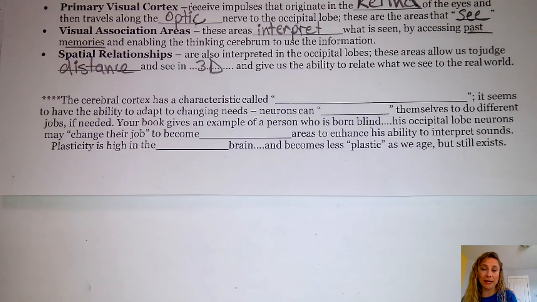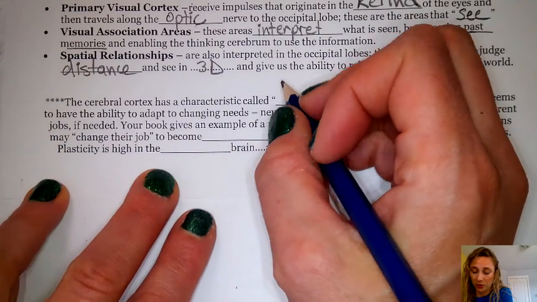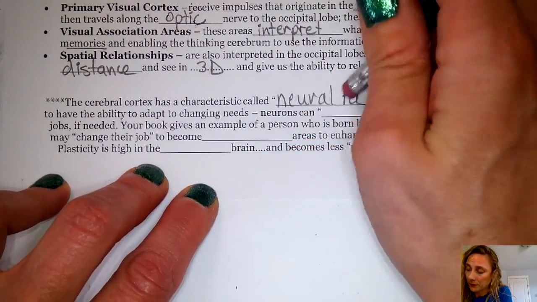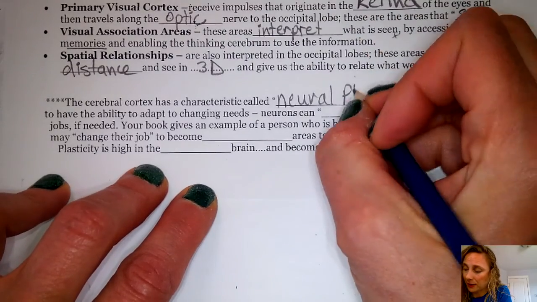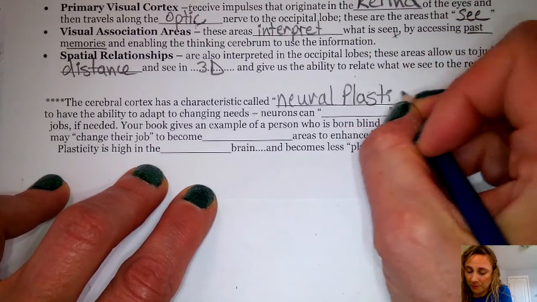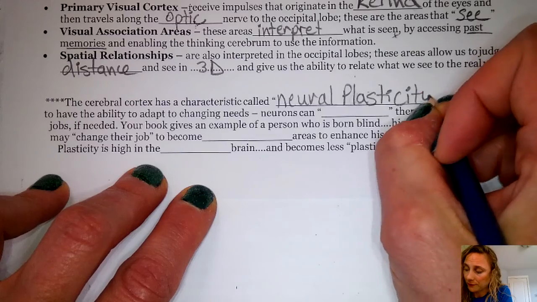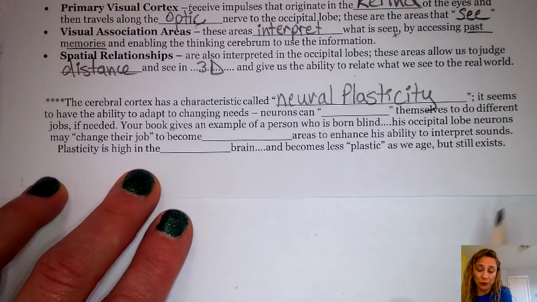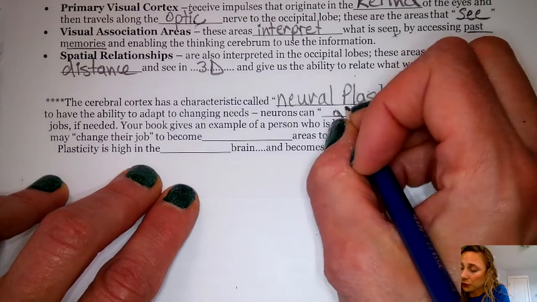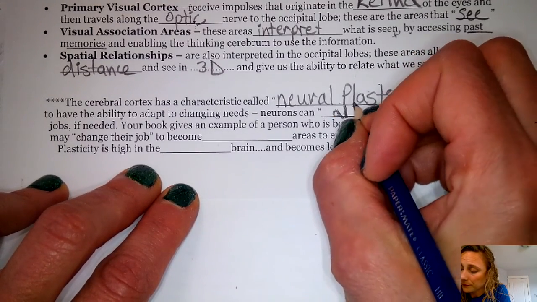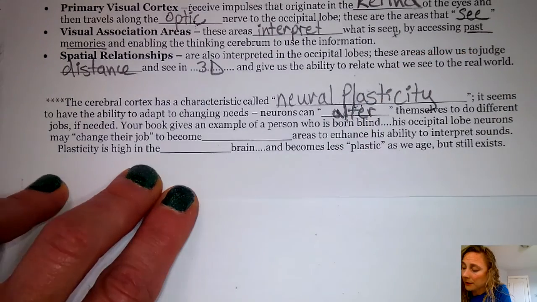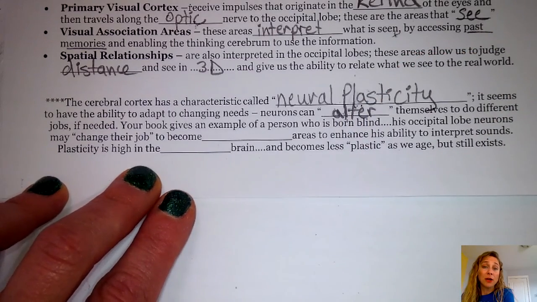So speaking of learning and adapting, your cerebral cortex has a unique characteristic. Now we're calling it neuroplasticity. When you think of plasticity, that means that things can be bent and changed. It seems that we actually do have the ability to adapt and change. Neurons can alter themselves to do different jobs if needed.